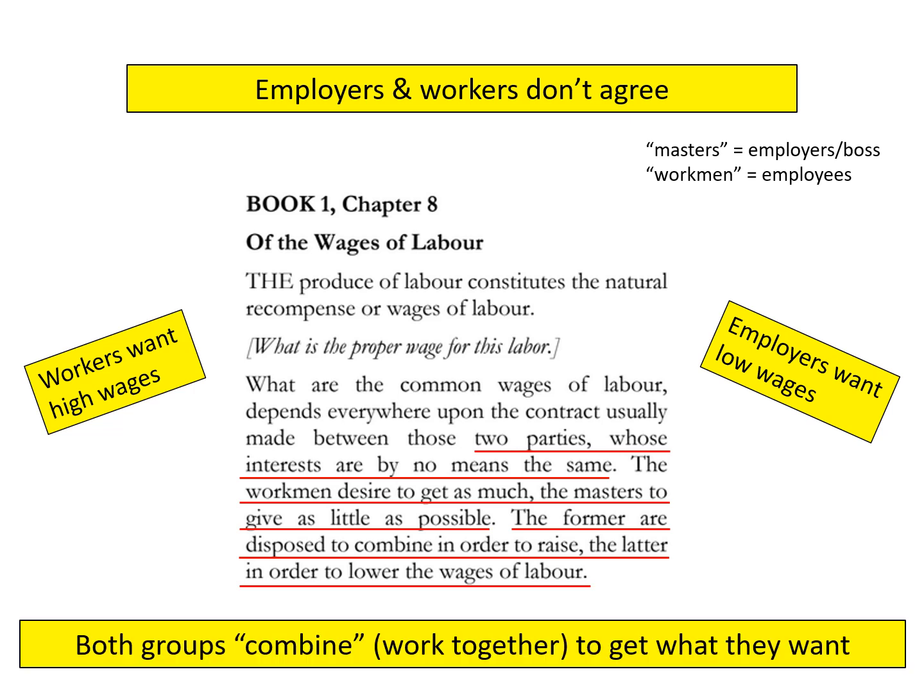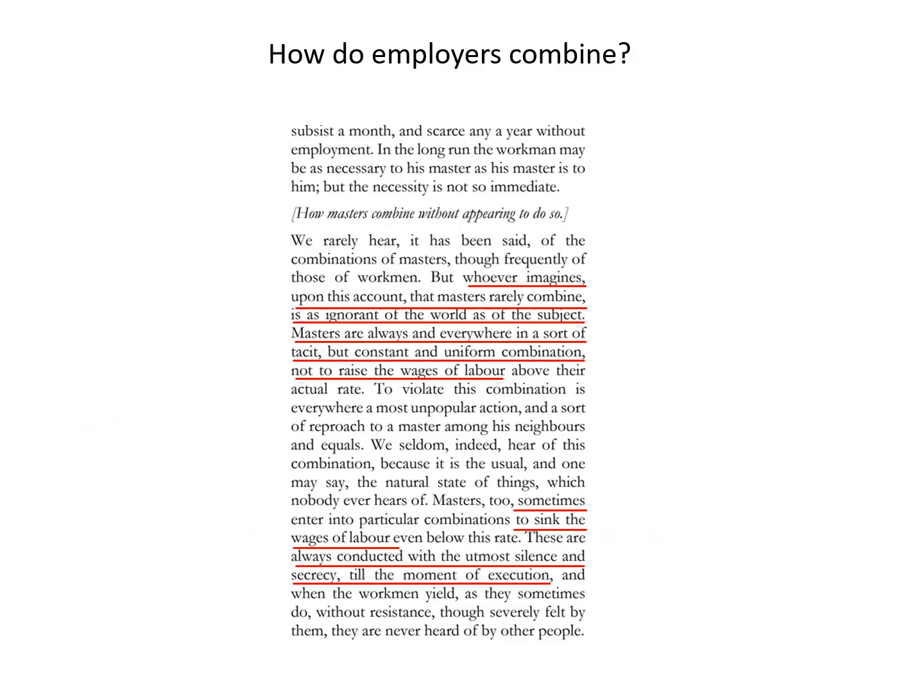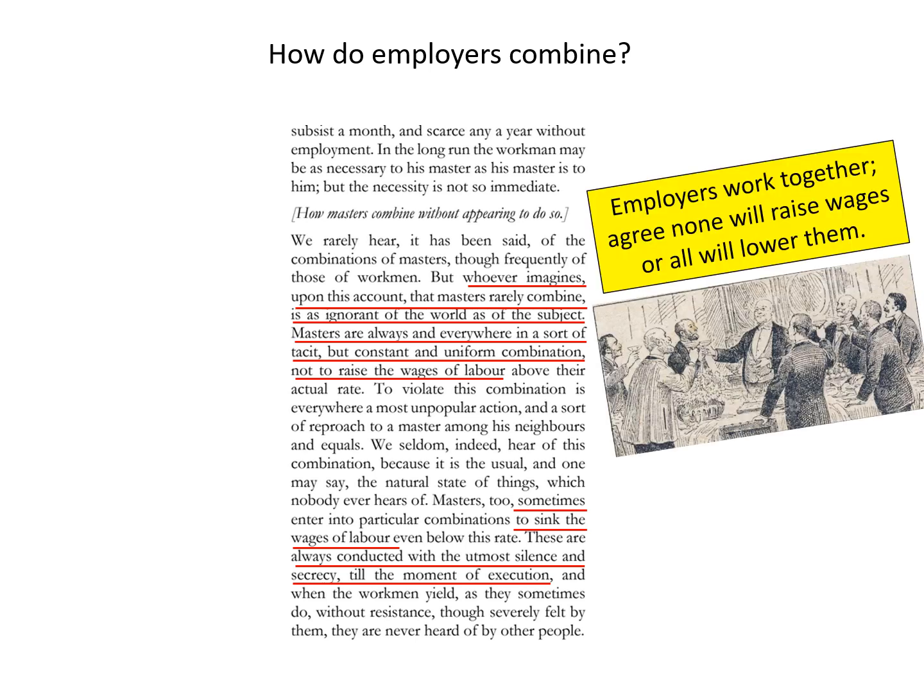And what will happen is that both groups, according to Smith, will work together to get what they want. They will combine in order to get either high wages or to keep wages low. So Smith does describe how employers combine. All of the manufacturers of the same products will get together in secret so that nobody knows, and they will make agreements, for example, that all of them will pay the same wages and none of them will raise wages, even if the workers want higher wages. Or they might all agree that they will sink the wages of labor, they'll keep them lower.